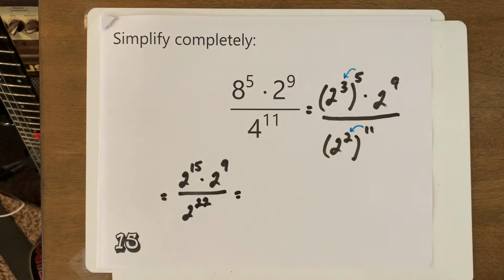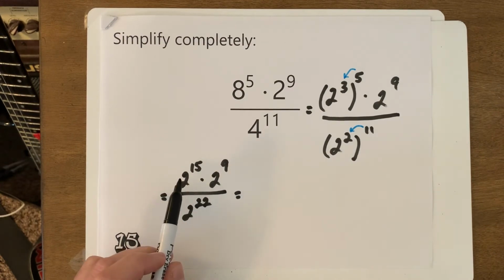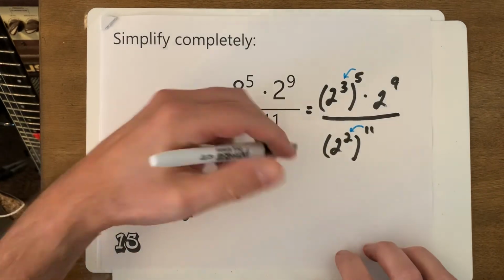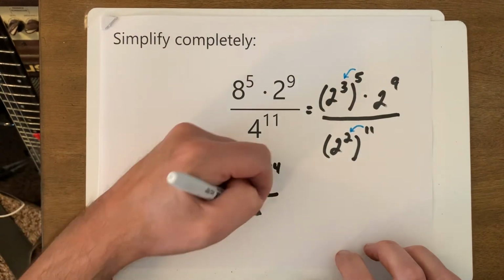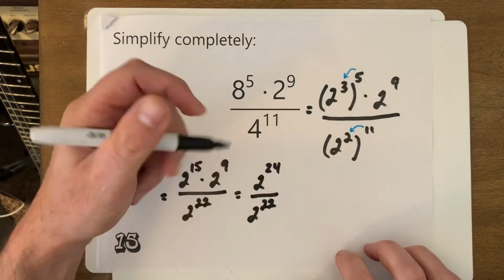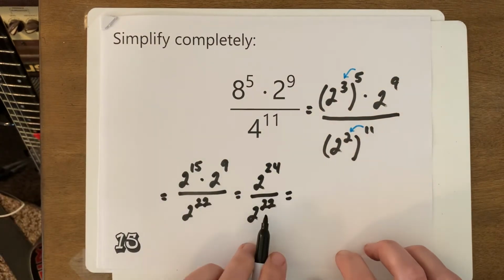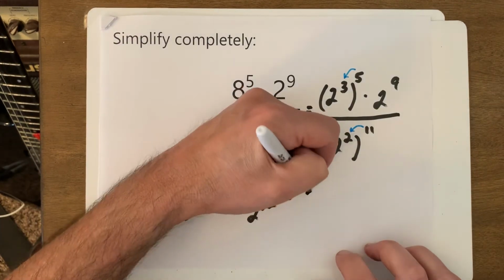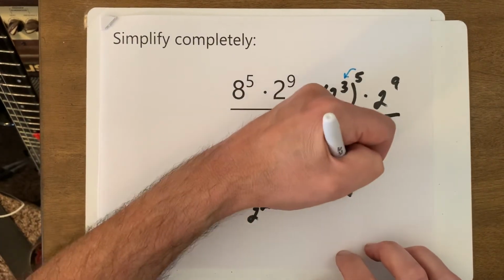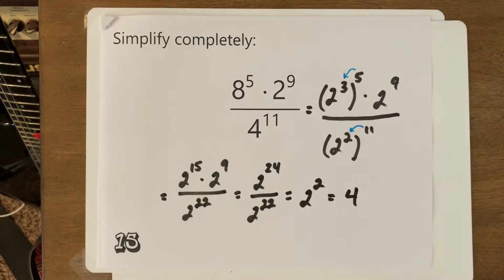Okay, so now you're looking at this and you're thinking, okay, bases are side by side, they're 2's. So now we can take that 15 and we can take that 9 and turn that into a 24 over 2 to the 22. Okay, 22 of these 2's are going to cancel with 22 of these, and it's going to leave 2 of them up here in the numerator. 2 squared, and that whole expression turns out to be 4.